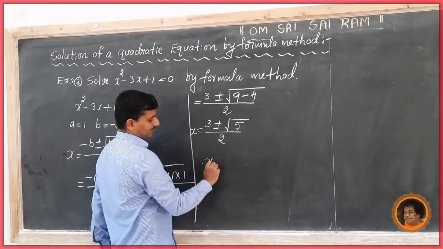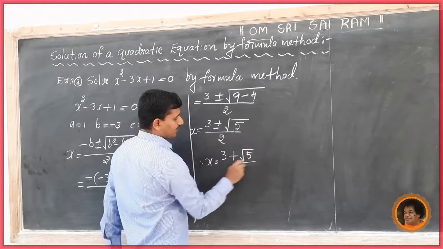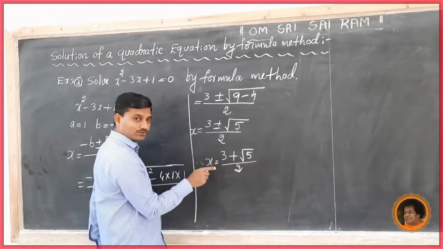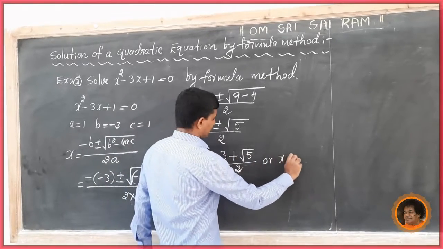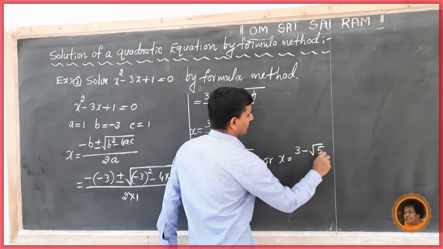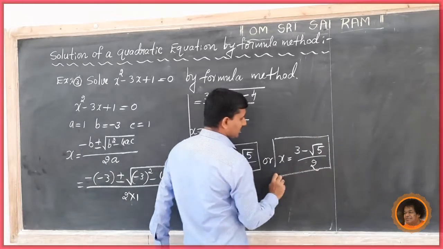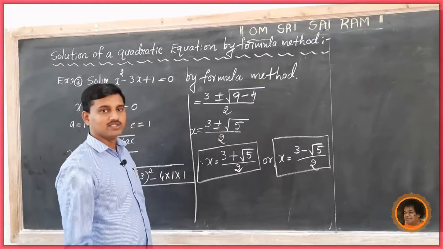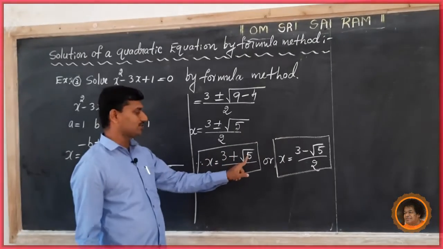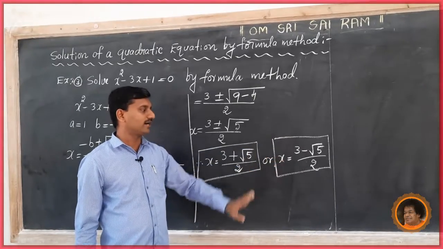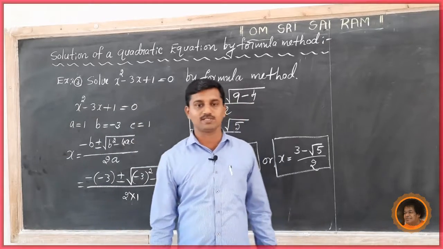So therefore x equals 3 plus root 5 divided by 2. So these are the roots: x equals 3 plus root 5 divided by 2, or x equals 3 minus root 5 divided by 2. These are the roots of the quadratic equation. Why? Because root 5 is not a perfect square number, so we leave it as root 5. Therefore x equals 3 plus root 5 divided by 2 and x equals 3 minus root 5 divided by 2 are the roots of the quadratic equation x square minus 3x plus 1 equal to 0.